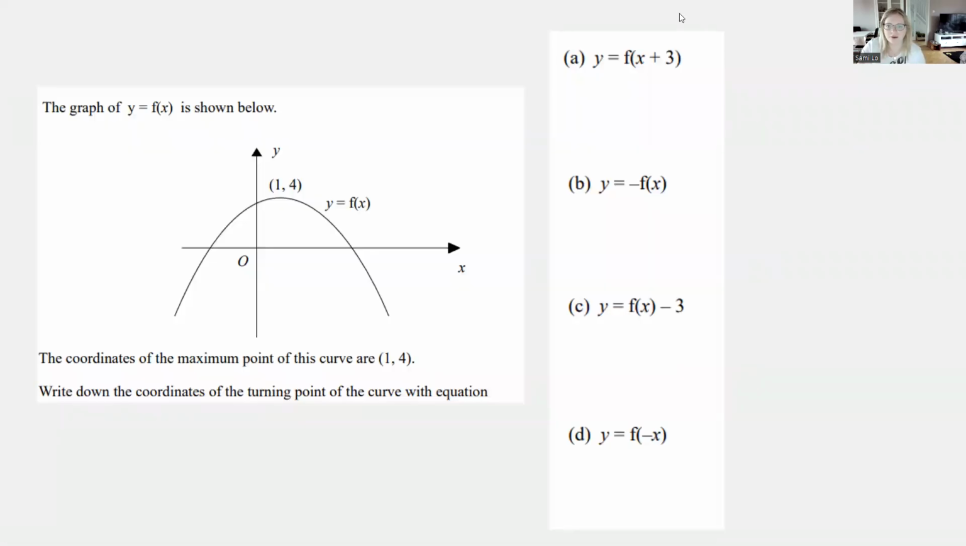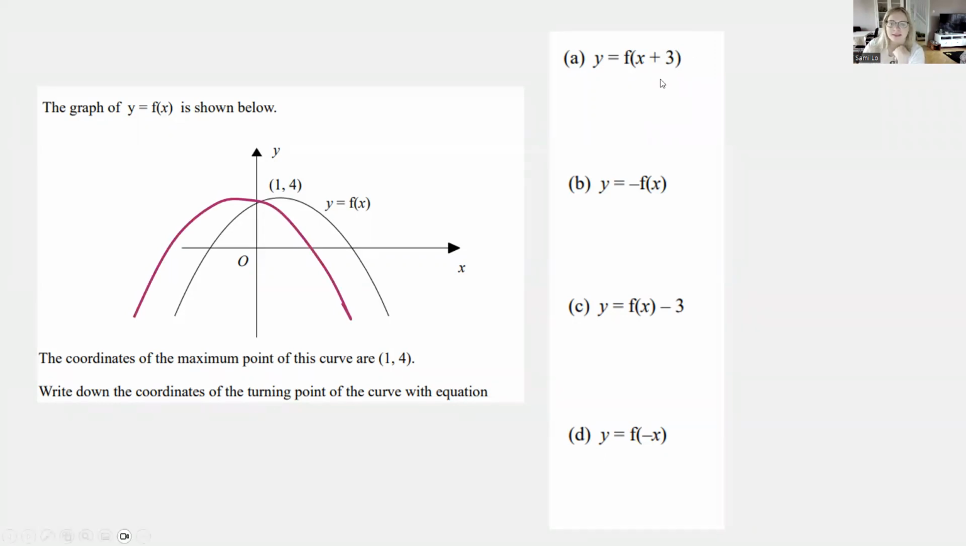So the first ones we've got here. Now I've animated these just to help you out a little bit. So we've got the coordinates 1, 4, and we've got to say what the new coordinates are going to be. Well, the first one is inside the brackets. So if I just show you the animation, what's happened with my drawing skills.